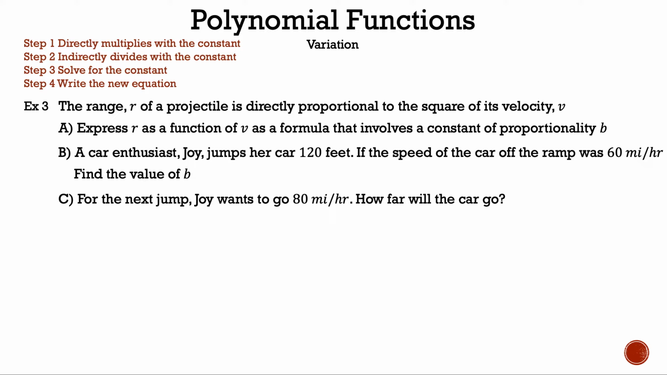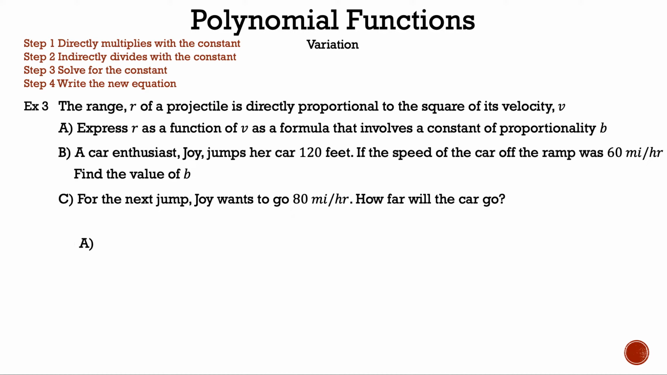Now, let's read the question. The range r of a projectile is directly proportional to the square of its velocity v. A. Express r as a function of v as a formula that involves a constant of proportionality b. B. A car enthusiast Joy jumps her car 120 feet. If the speed of the car off the ramp was 60 miles per hour, find the value of b. C. For the next jump, Joy wants to go 80 miles per hour. How far will the car go?